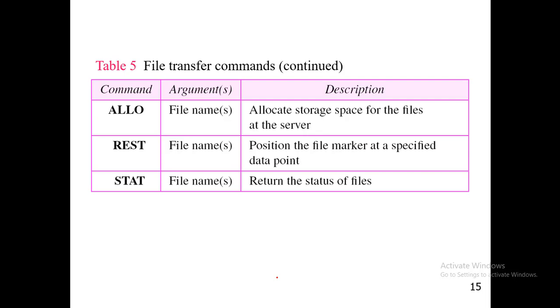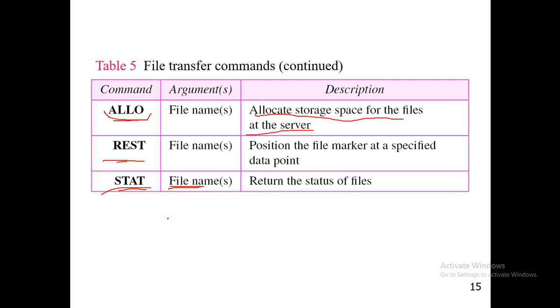There are some more commands, and these are list, rest, and stat. Stat will return the status of the file. If you want to see the status of a file, you can use this command as well. If you want to position a file marker at a specific data point, if you want to store some data at a specific point, you can use this rest. And this is allocation. You have to allocate storage space for the files at the server. So you can do this as well.